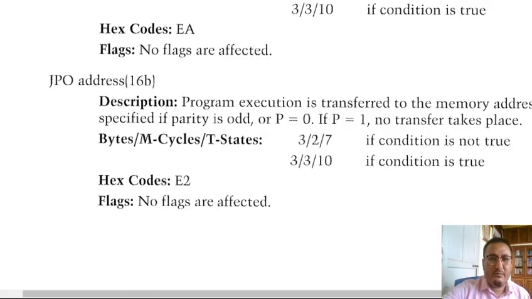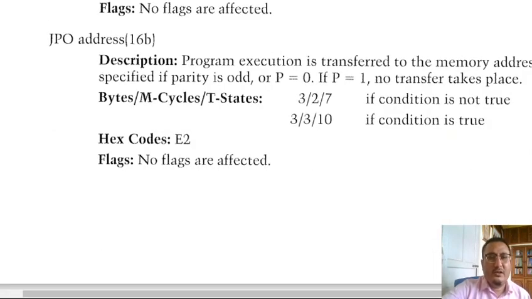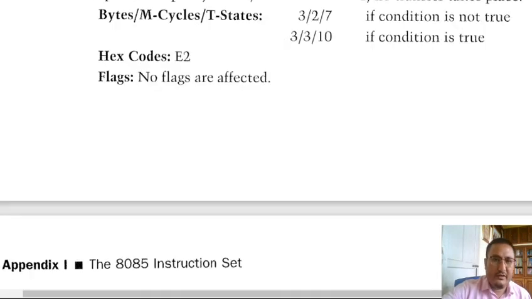Now likewise we have JPO. Now jump on parity odd. The jump on parity odd instruction on execution transfers the program execution to the memory address specified in the instruction if the parity is odd or parity flag is equal to 0. If parity flag is equal to 1, then no transfer takes place. Now bytes, machine cycle and T states requirement. It requires 3 bytes, 2 machine cycles and 7 T states if the condition is not true, and it requires 3 bytes, 3 machine cycles and 10 T states if the condition is true. Now the associated hex code is E2, and none of the flags are affected.